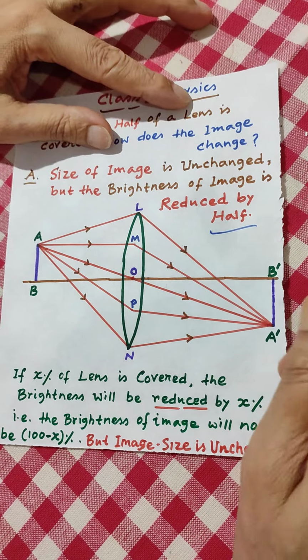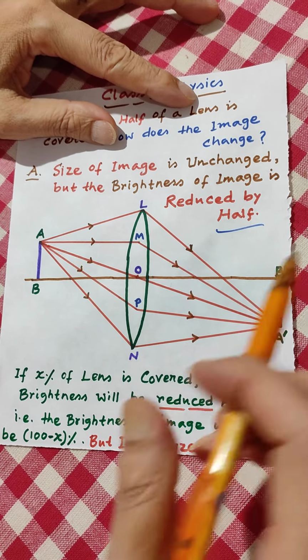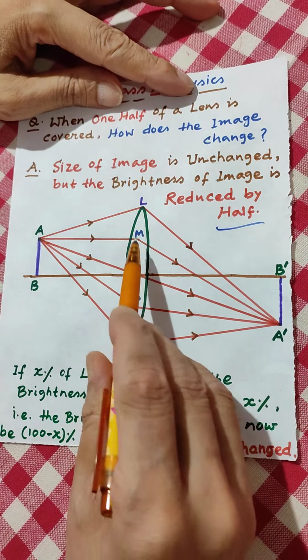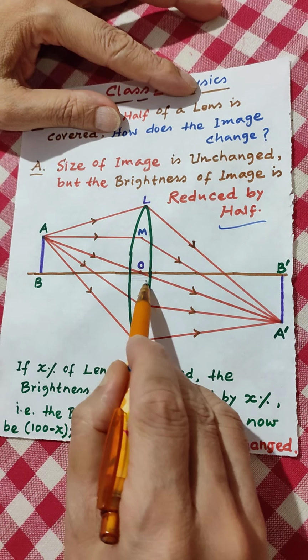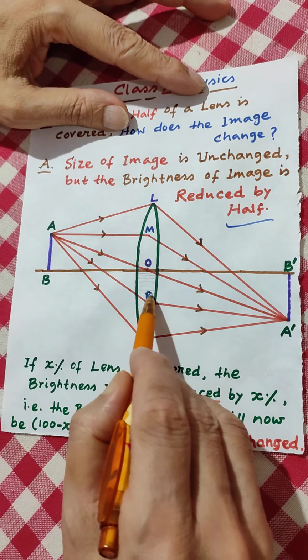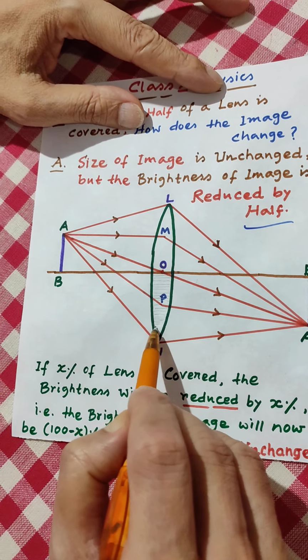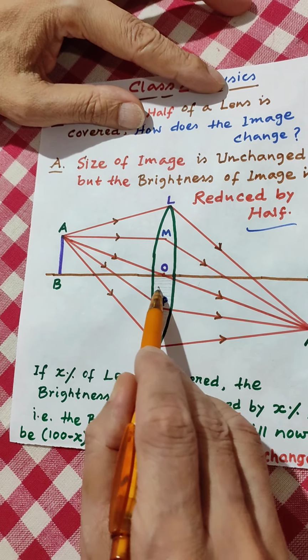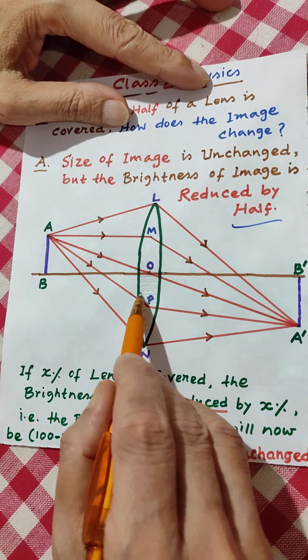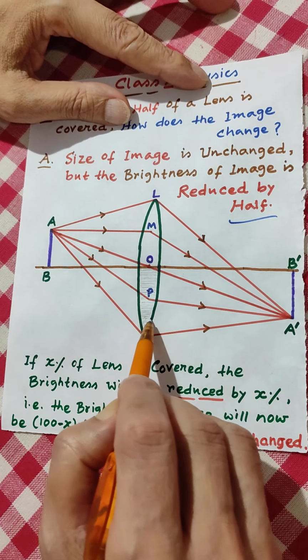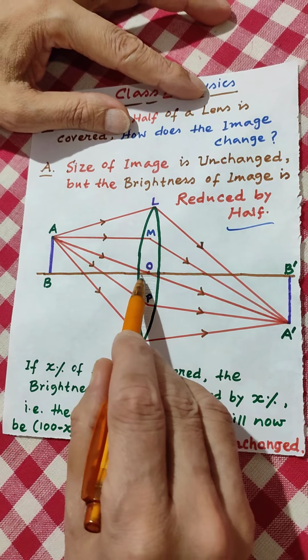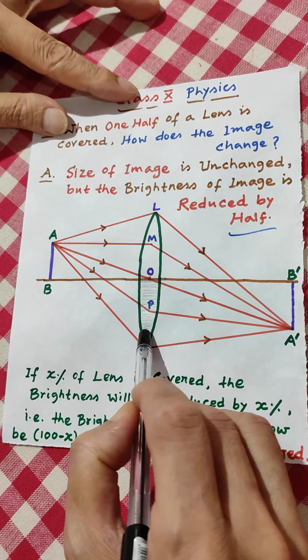Okay. Now suppose we cover one half of the lens. Just consider I am shading with pencil. Say this lower half of the lens is covered, covered by black paper or painted black. That means we make it opaque. So half of the lens has been made opaque. Alright. So this part is opaque.